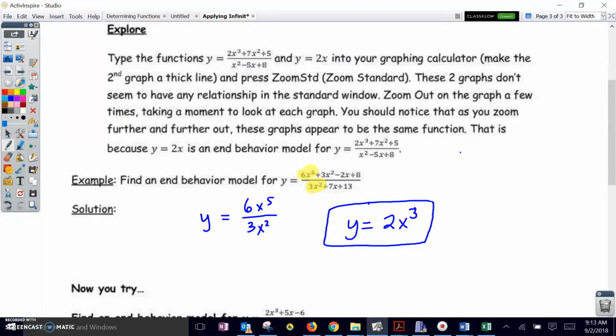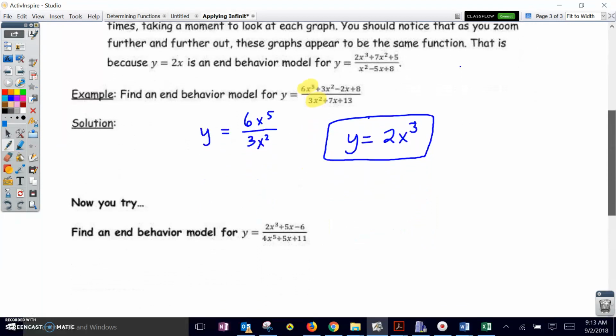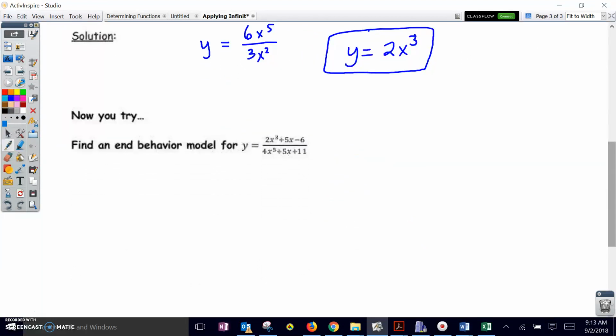And that's why we'll use y equals 2x cubed as an end behavior model. It has the same behavior at infinity as the other function. Okay? Now, let's do that here. Go ahead, you try it, pause the video, and then come back to look at the solution.